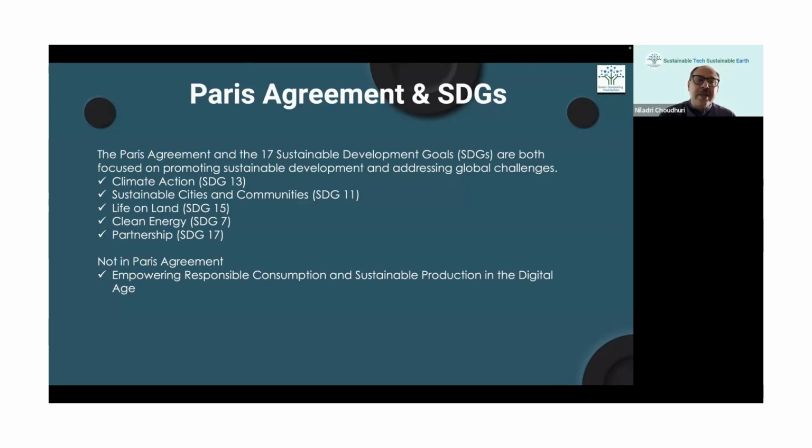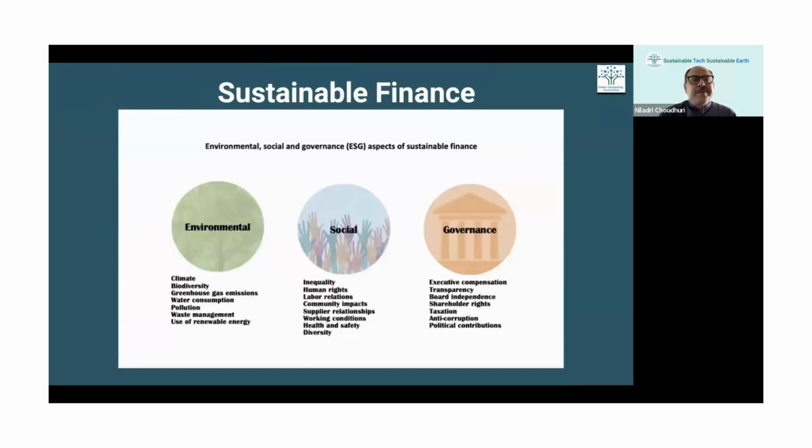What is not there in the Paris Agreement, but the SDGs are looking at, is empowering responsible consumption and sustainable production in the digital age, which actually relates to climate action, which relates to life on land, which relates to clean energy. That's why it's not specifically mentioned in the Paris Agreement.